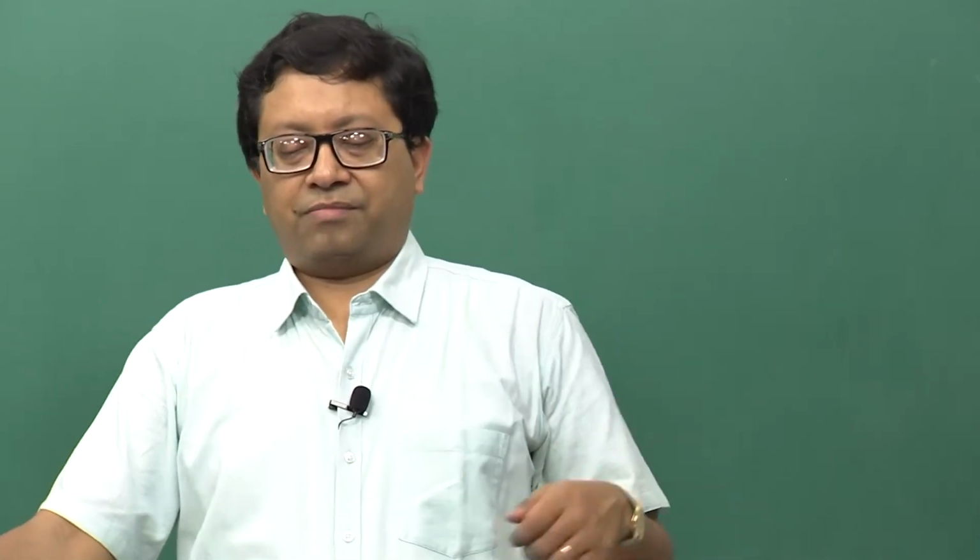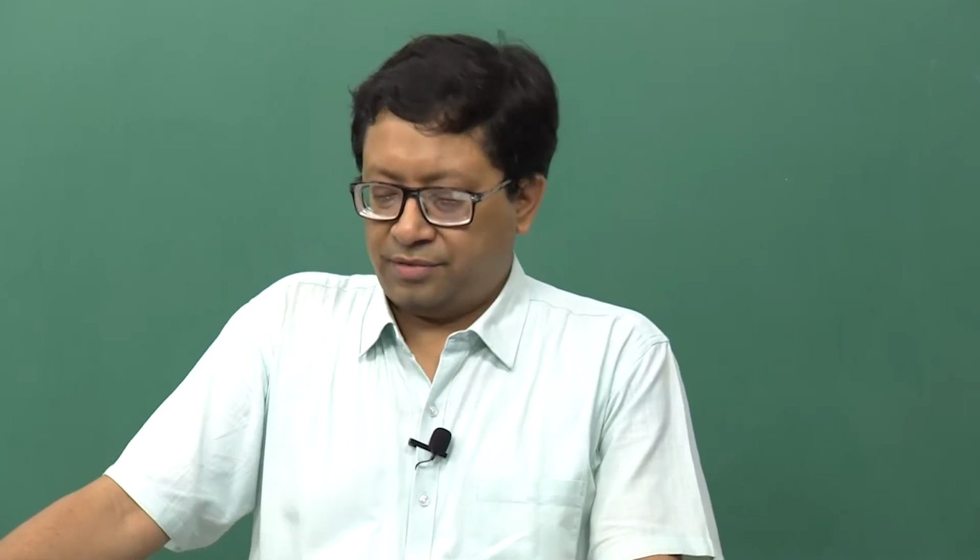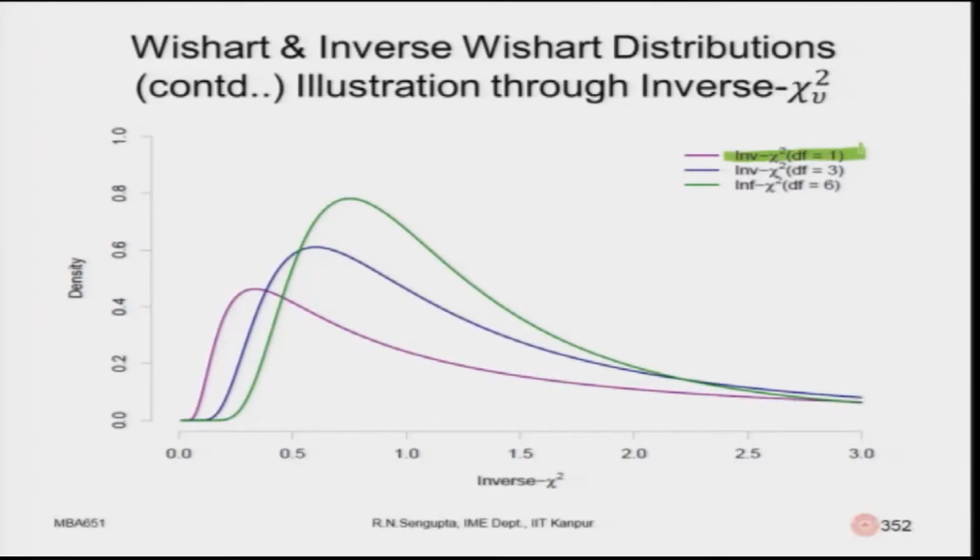When we have the inverse, the univariate counterpart of the inverse Wishart distribution is drawn, again with degrees of freedom being 1 or 3 or 6 using the pink, blue and green lines. You will basically have the inverse chi-square distribution, which is the counterpart in the univariate case for the inverse Wishart distribution, and again you can draw it accordingly. Again along the x axis you have the inverse chi-square, and along the y axis you have the density plots.